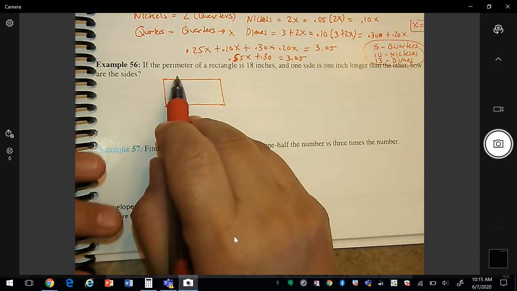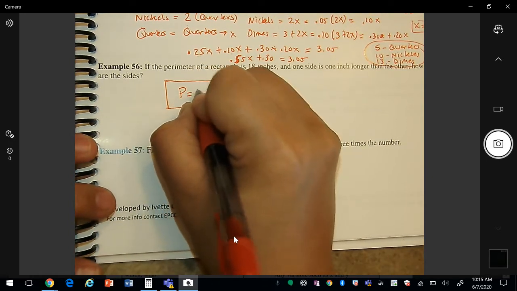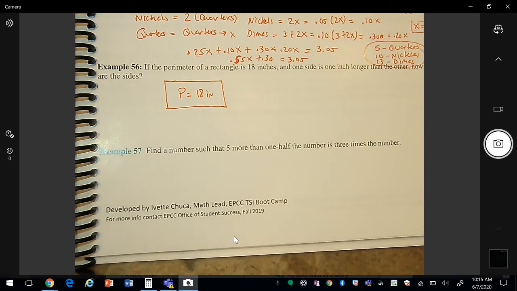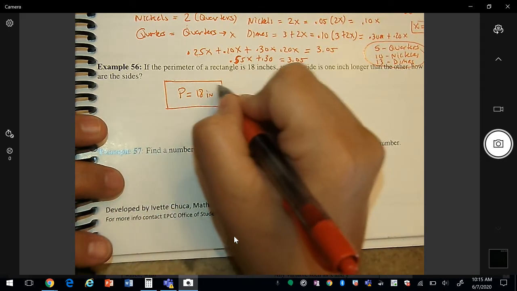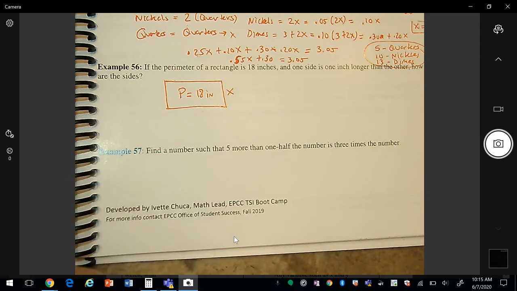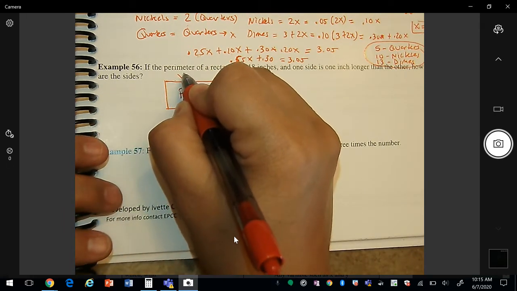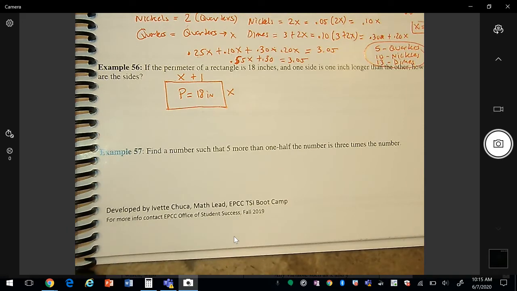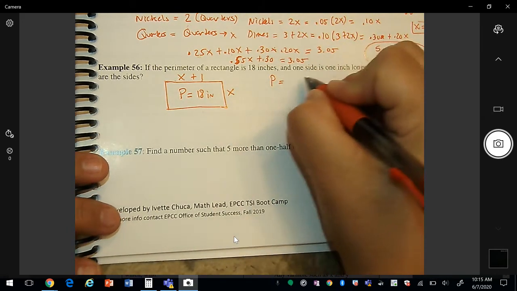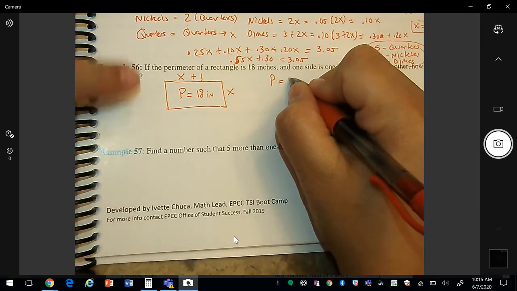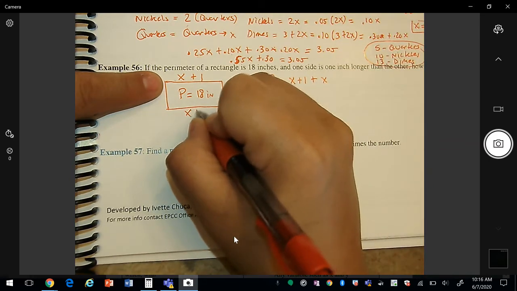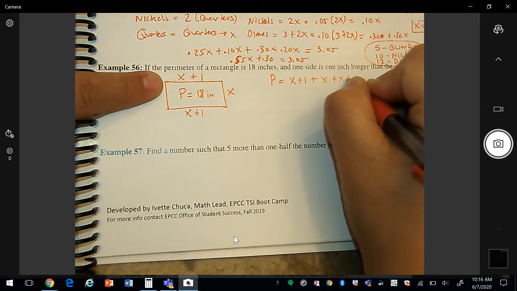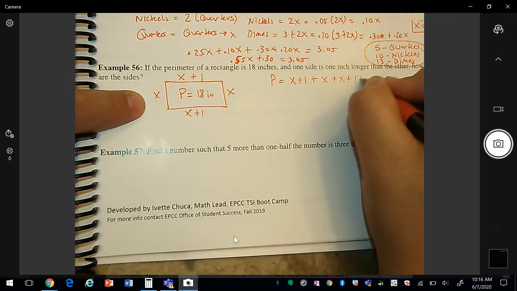So it tells us that the perimeter, I'm going to call it P, is 18 inches. And one side is 1 inch longer than the other. So let's say this side is called X. Then the other side is going to be 1 inch longer, so we can say X plus 1. How long are the sides? So for perimeter, again, we're adding all the sides around. So we have X plus 1, then we have an X, and then this side is X plus 1. So we're going to add X plus 1, and then this side is X, so plus X.